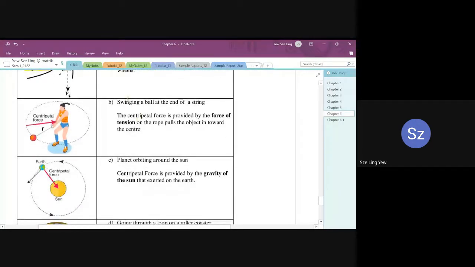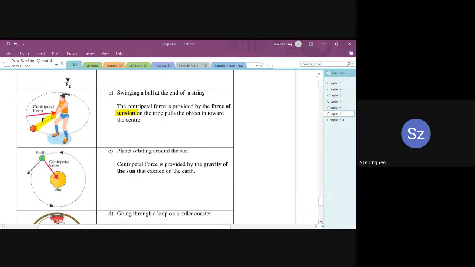And then the second example, swinging a ball at the end of a string. If you swing a ball, the centripetal force is always pointing towards the center. So let's assume you are the center. The centripetal force is pointing towards you. The force that keeps this ball moving in a circular motion is the tension in the string. So tension keeps the ball moving in a circular motion.